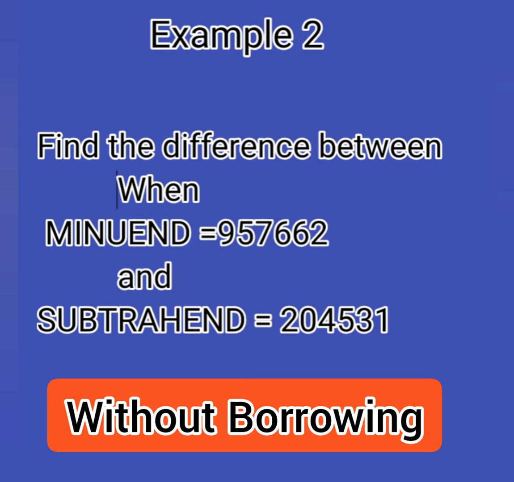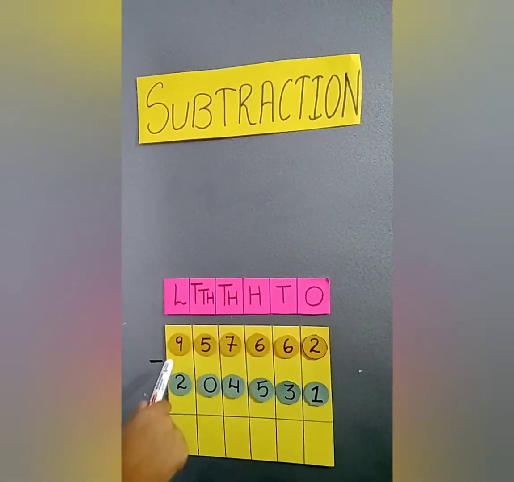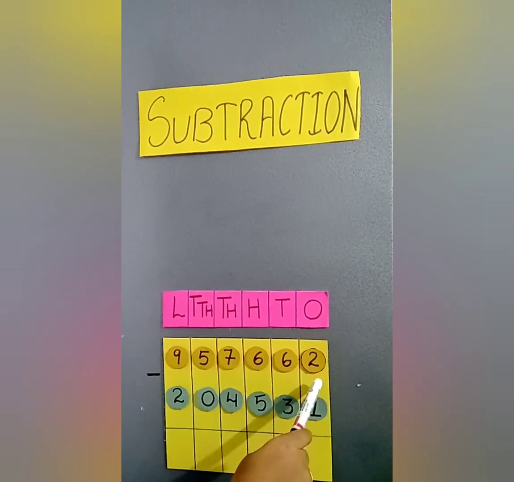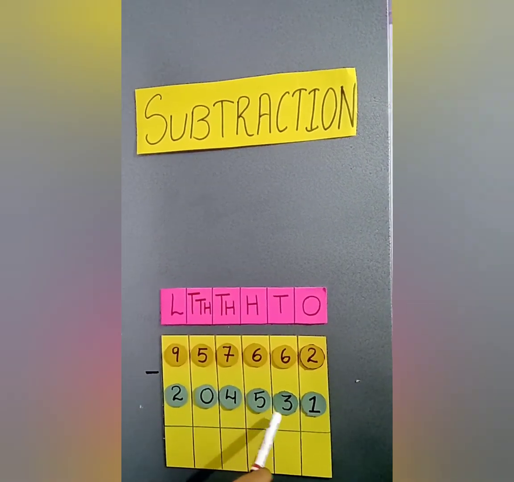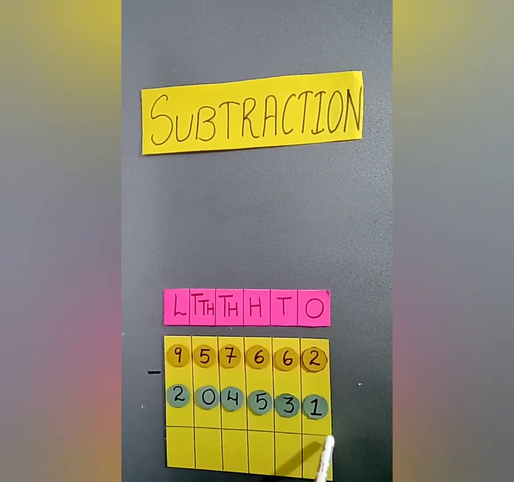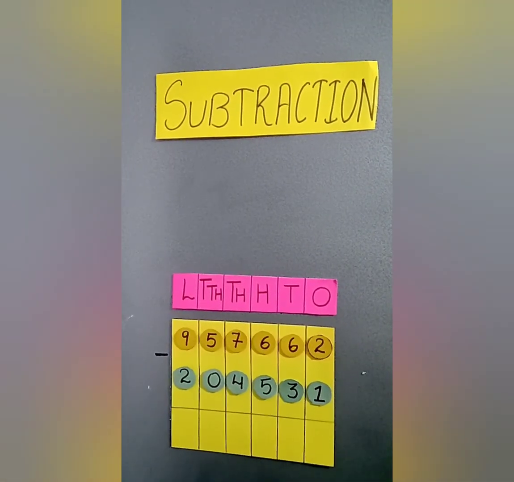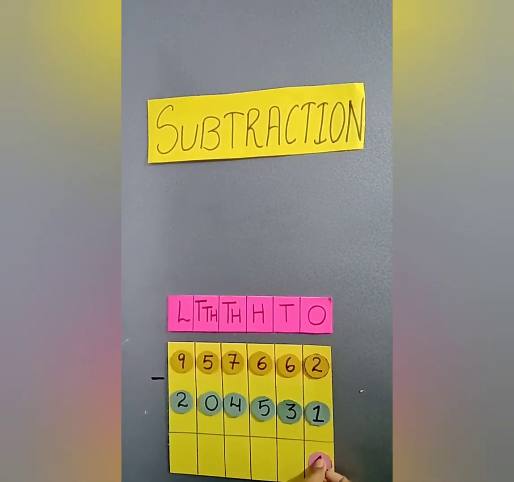Let's take our second example. Find the difference when minuend is 9,57,662 and subtrahend is 2,04,531. So children, in this sum, our minuend is 9,57,662 and our subtrahend is 2,04,531. What we have to find out? The difference. Okay, so we'll start from ones place. In ones place we have 2 and 1. So after subtracting we'll get 1.